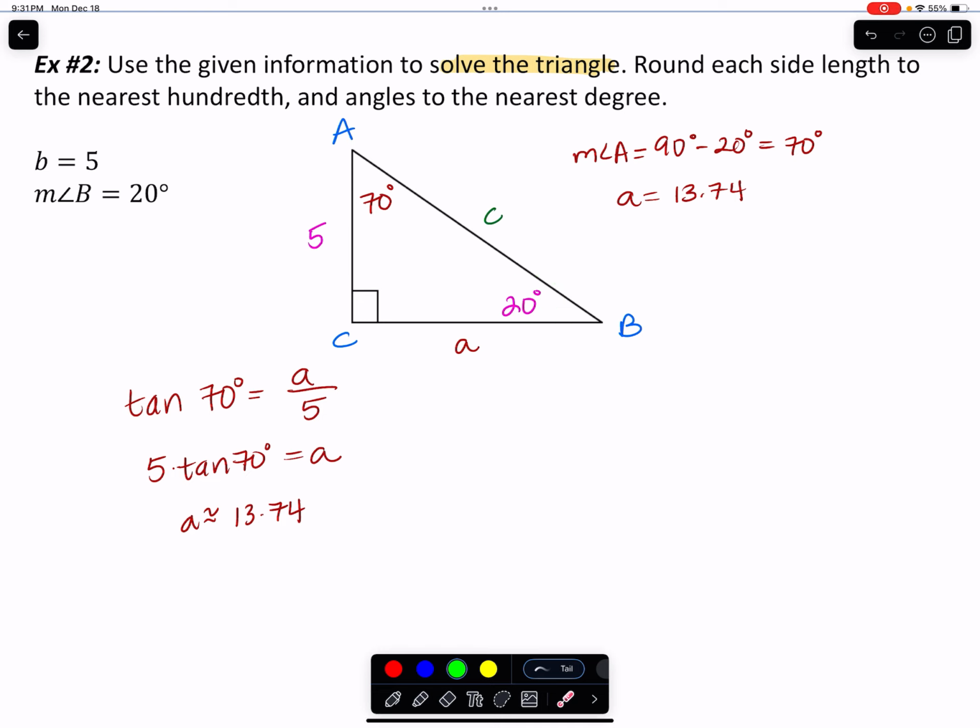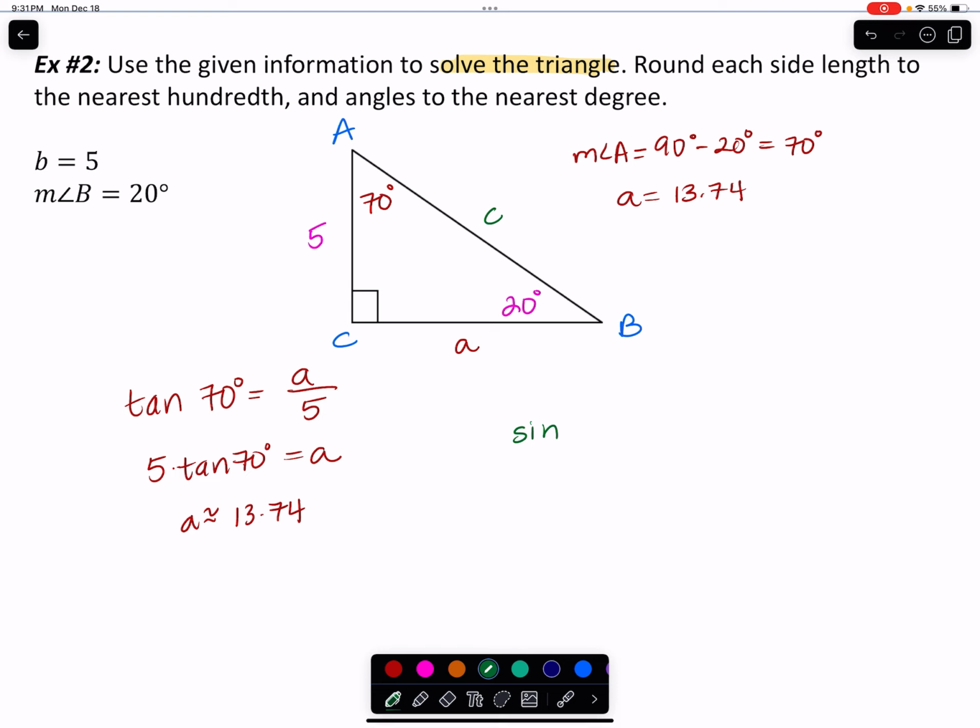Angle B? Yeah, let's do angle B. So if I do angle B, I could use B, this side, and this side. So doing that, I'm using the opposite side and the hypotenuse. So opposite side divided by hypotenuse is sine.